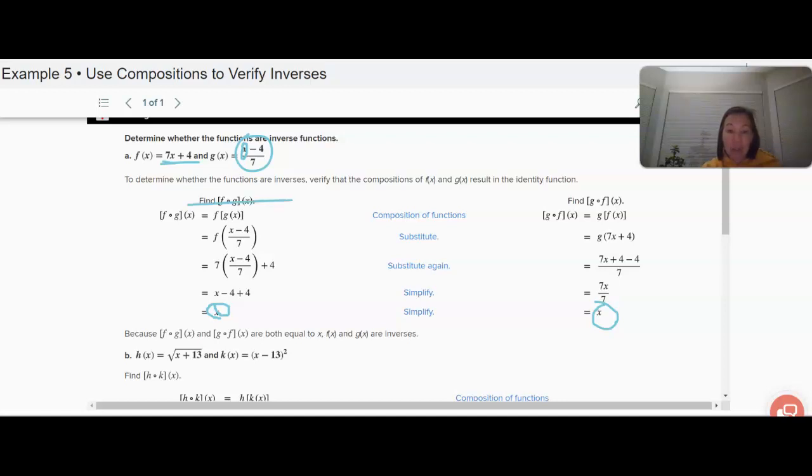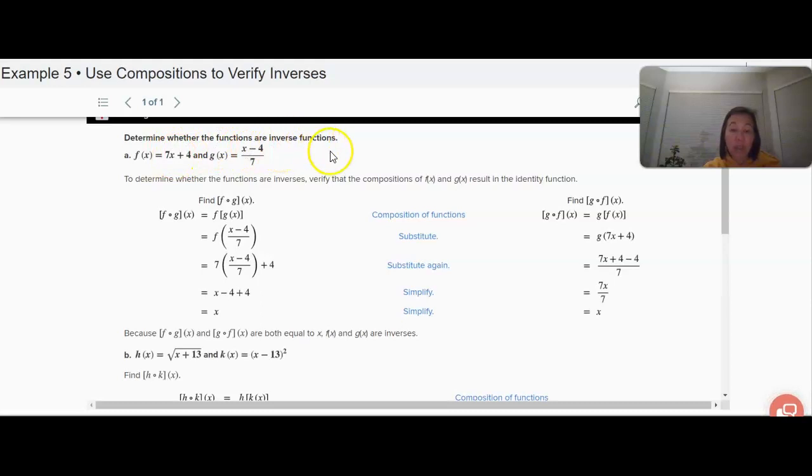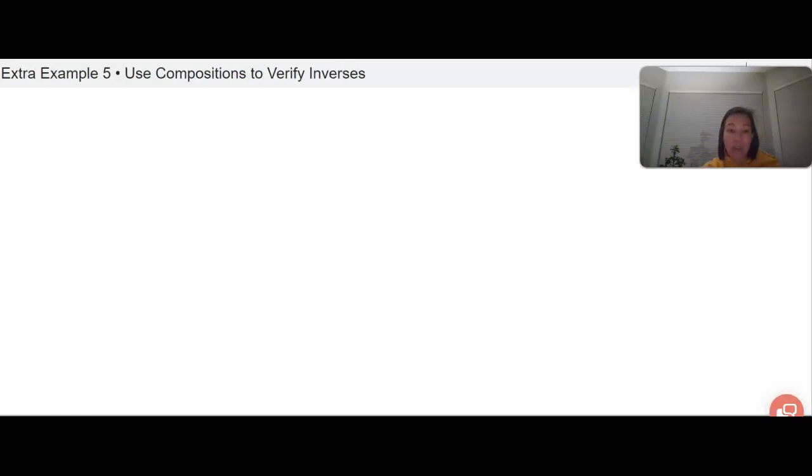So we would have to do the composition both ways, f of g and g of f. If those are both equal to x, then that is how we verify that they're inverses. Anytime you're given two functions and you want to determine if they're inverses, we don't just swap x and y and get y by itself. To verify or determine, you actually have to find both of these. And if they both equal x, then you have inverse functions.